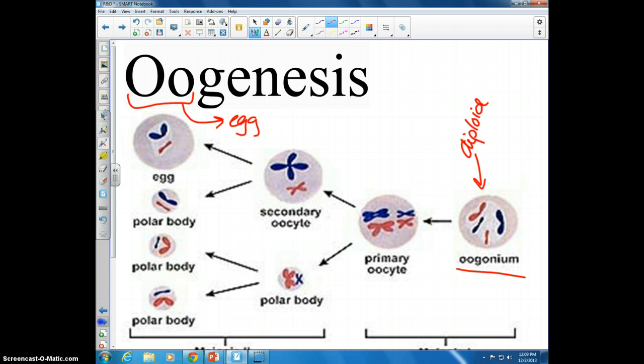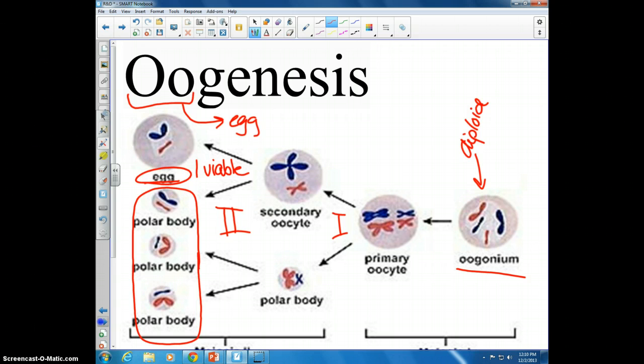But you start with a diploid cell, and you get your first division, which is meiosis 1. And then your second division, which is your meiosis 2, and you end up with how many viable egg cells, as you can see in this picture? One viable egg cell, which is right here. 1 viable egg cell. And the other 3 cells that are created from this process are called polar bodies, which end up getting recycled back into the body or disintegrated, I guess, as the case may be.